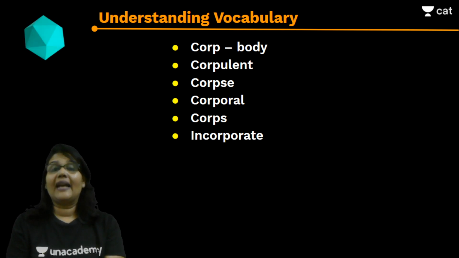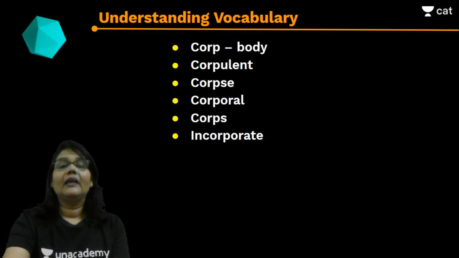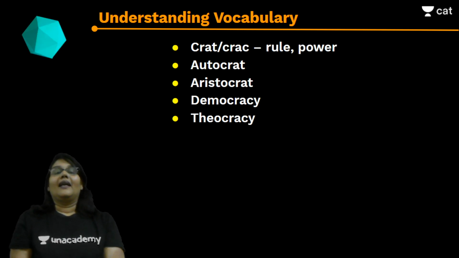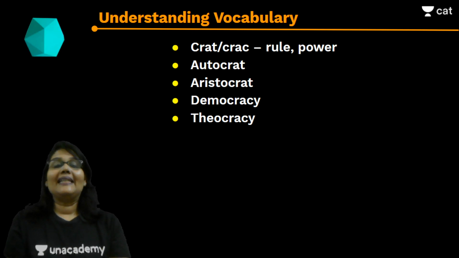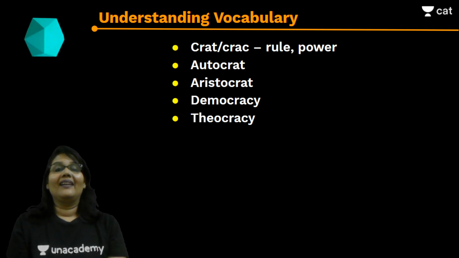Great. Shall we move on to the next word? Okay, see the next root word, guys. It is CRAT or CRAC. Now, what does the root word mean? Rule or power.